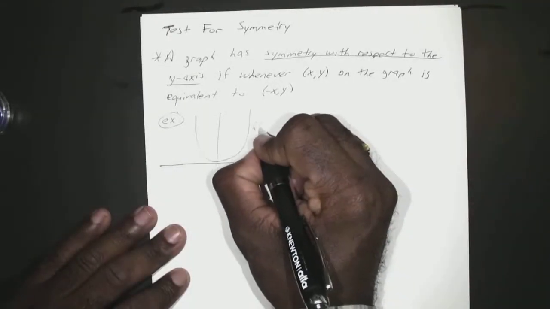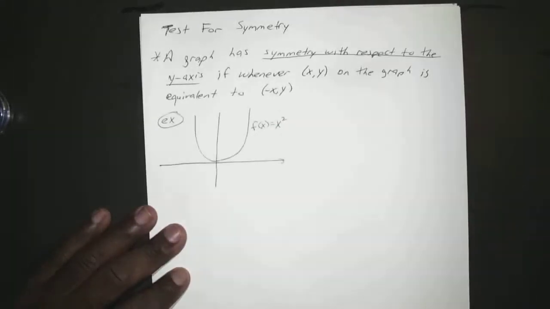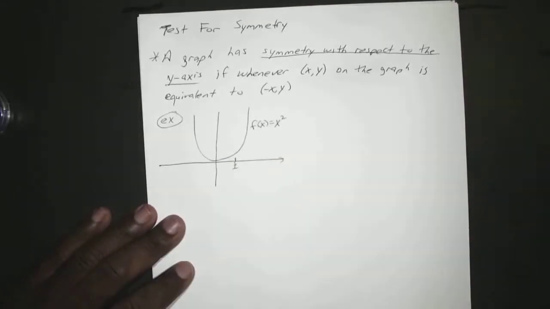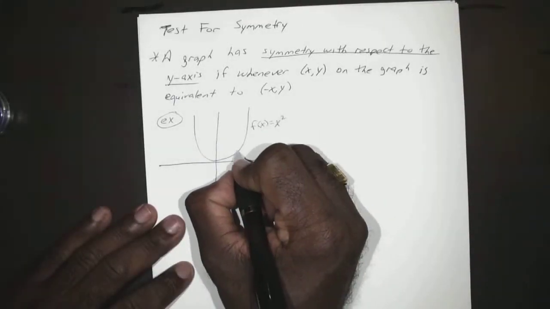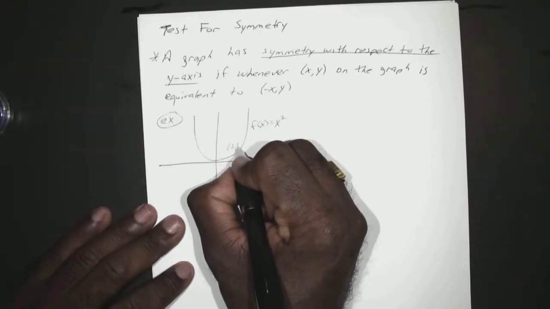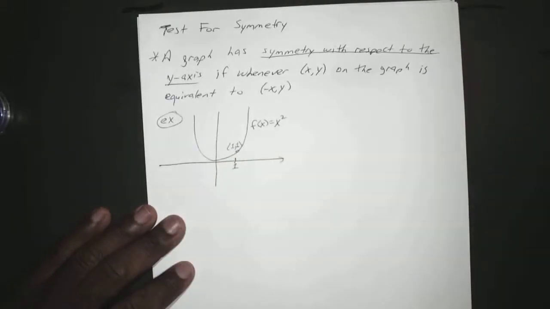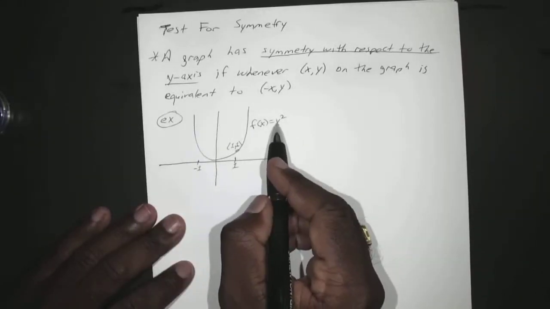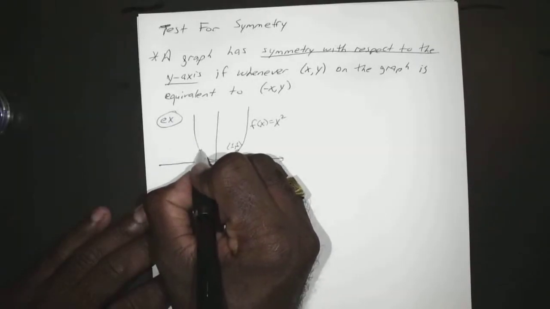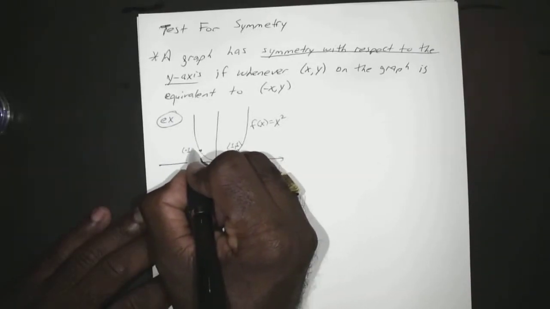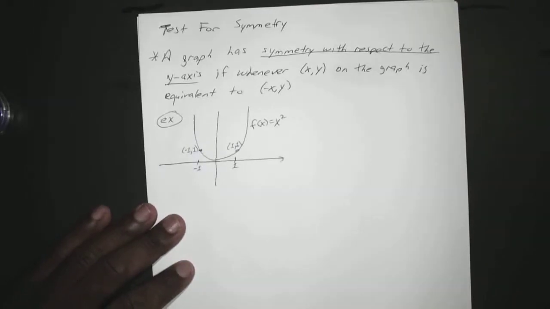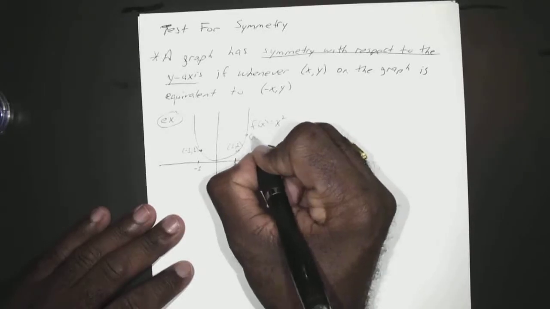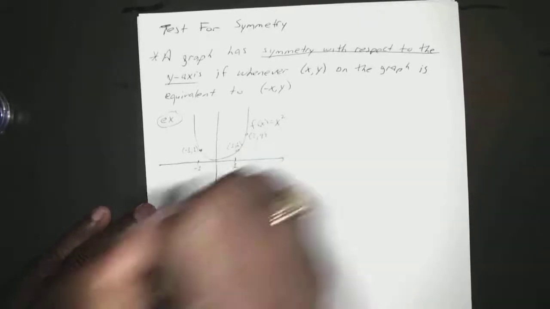Okay, so let's say f of x equals x squared. Excuse me. If you plug in 1, 1 squared is 1, you get y equals 1. So you get 1 comma 1. Okay, so let's say if you plug in negative 1. Negative 1 times negative 1 is positive 1. So you get negative 1, 1. If you plug in 2, 2 times 2 is 4. So you end up with 2, 4.